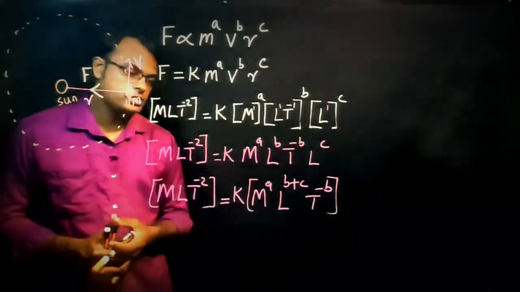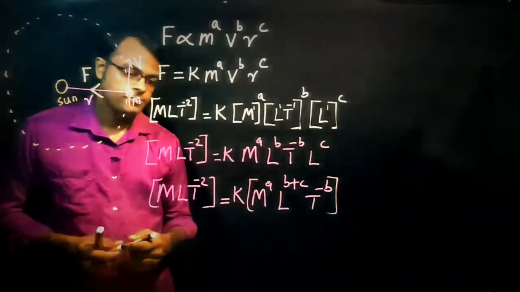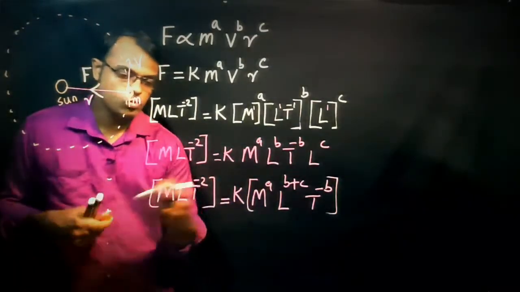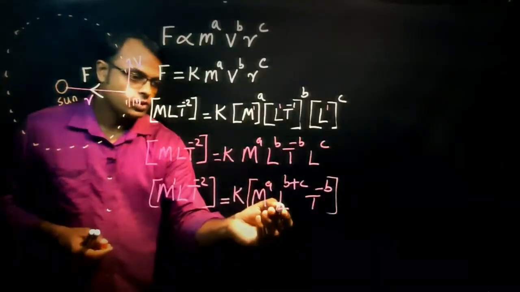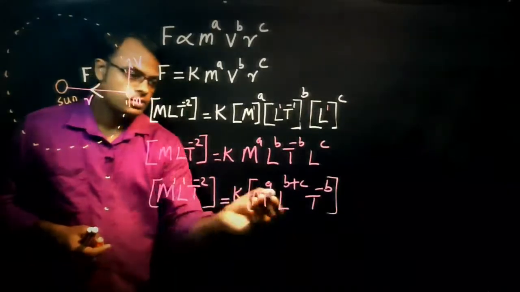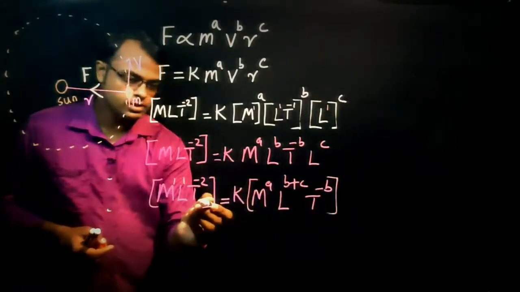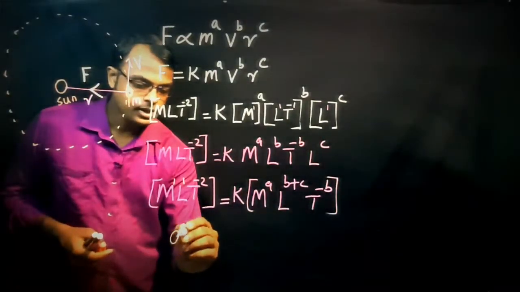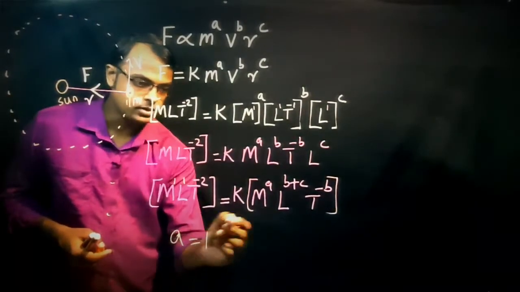Just compare these two equations on the left hand side and right hand side. For mass, the power is a, here the power is 1. For length, the power is b plus c, here it is 1. For time, T to the power minus b, here T to the power minus 2. So for comparison, you can write a is equal to 1.